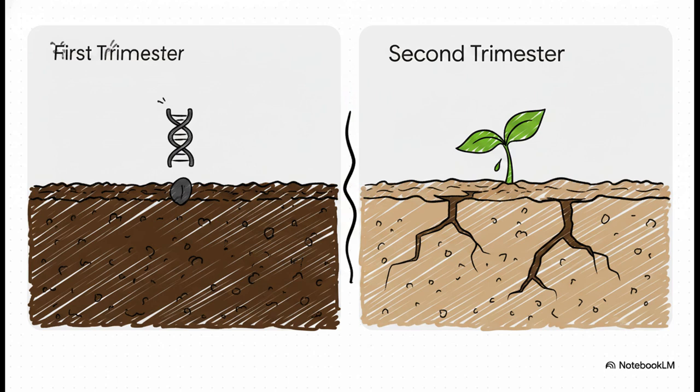Now, this is a super important concept for your exams. Think of it this way. First trimester losses are usually a problem with the seed, the fetus itself, most often a genetic error. But second trimester losses, those are more often a problem with the soil, maternal factors, like a cervix that can't stay closed or a uterus with an abnormal shape.